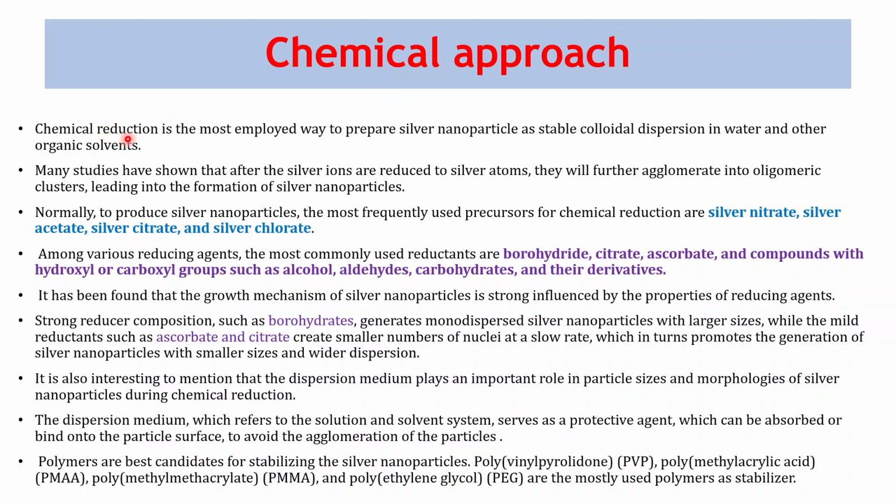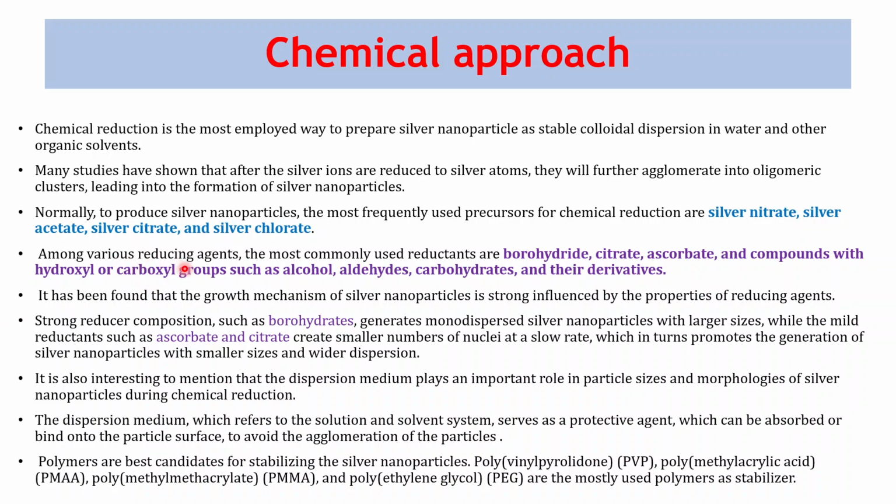In chemical synthesis, we use chemical reduction, the most employed way to prepare silver nanoparticles as stable colloidal dispersion in water and other organic solvents. Many studies have shown that after the silver ions are reduced to silver atoms, they will further agglomerate into oligomeric clusters, leading to the formation of silver nanoparticles. The main precursors we use are silver nitrate, silver acetate, silver citrate, and silver chloride.